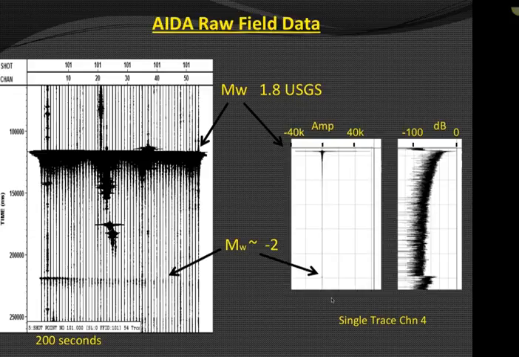Very easy to detect because of correlation across the array. And at right, you can see the amplitude spectrum of that event. It's about 50 dB below the magnitude 1.8. So we're looking at an earthquake that's probably about a magnitude -2. Next slide, please.